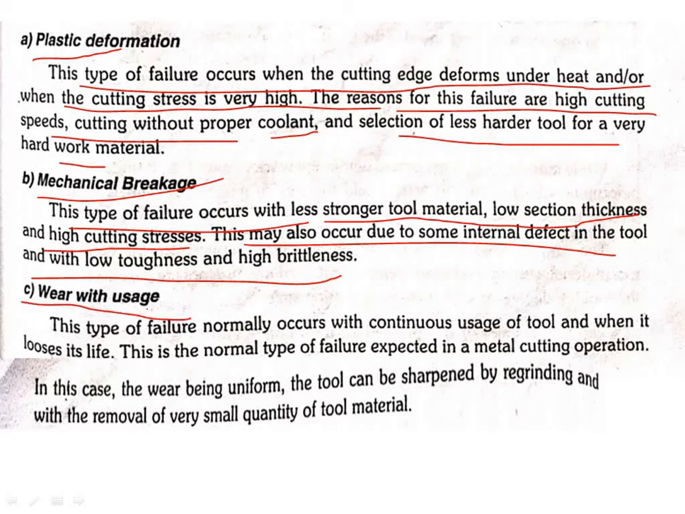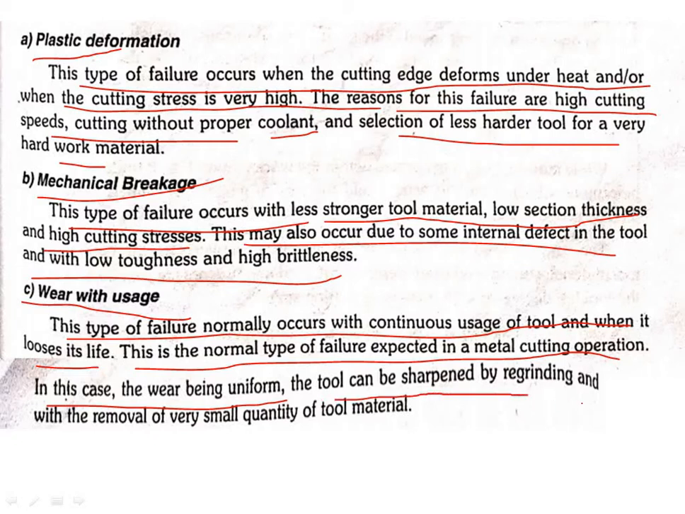Next comes wear with usage. This type of failure normally occurs with continuous usage of the tool when it loses its life. This is the normal type of failure expected in a metal cutting operation. In this case, the wear being uniform, the tool can be sharpened by regrinding and with the removal of a very small quantity of tool material. Did you all get what I am telling here?